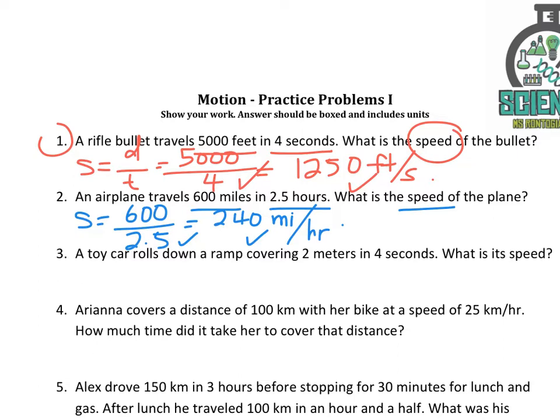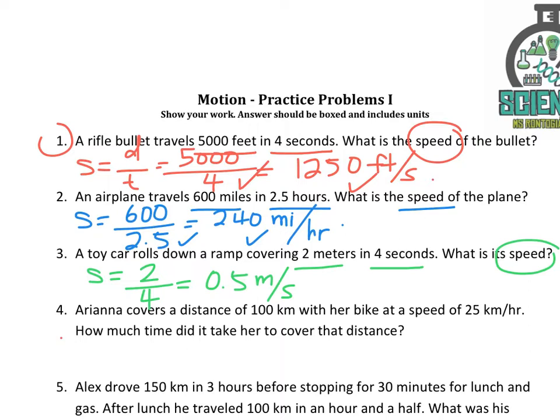Number 3, a toy car rolls down a ramp covering 2 meters in 4 seconds. And again, what is its speed? So speed is equal to the distance divided by the time, 2 divided by 4. So we have 0.5 meters per second.